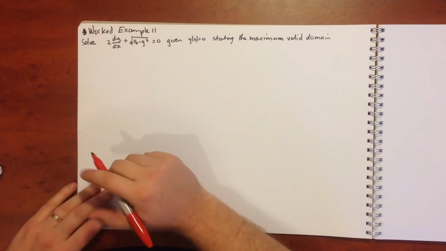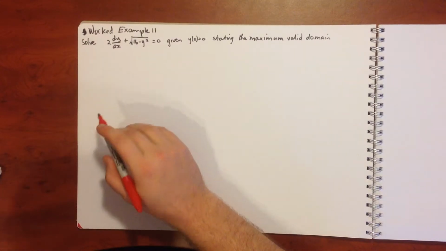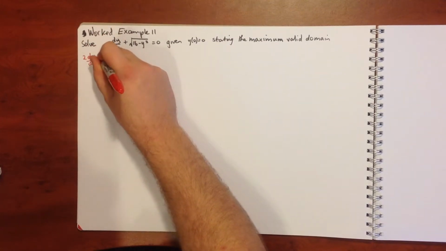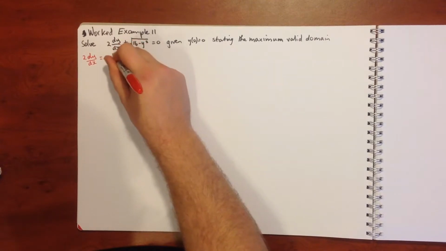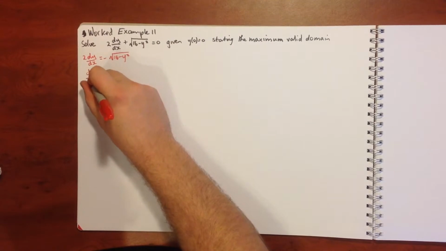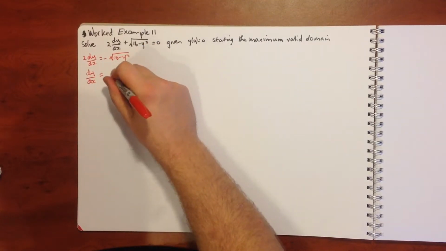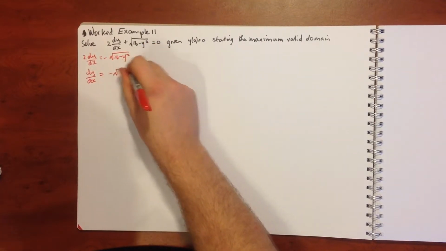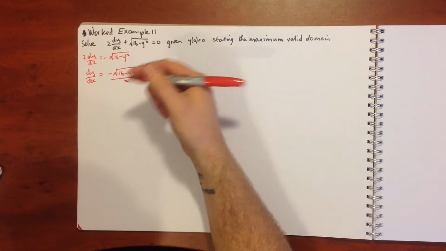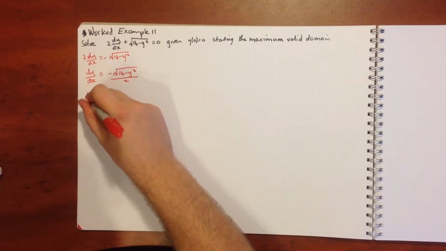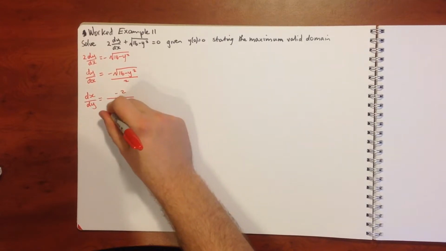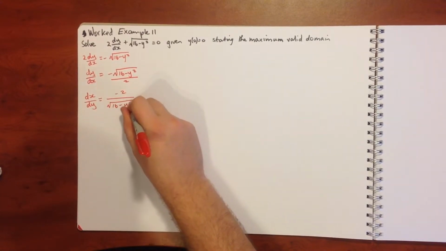So what we could do is rewrite the equation here. We get 2 times dy/dx is going to equal negative square root of 16 minus y squared, and so dy/dx is equal to negative square root of 16 minus y squared over 2. We're going to flip it this time, so dx/dy is equal to negative 2 over the square root of 16 minus y squared.